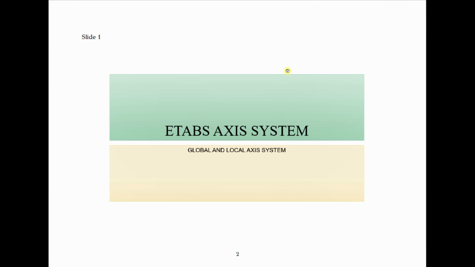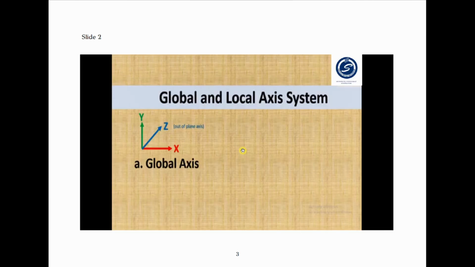Okay, we are still in the introduction module, and in this part we are going to be talking about the ETABS axis system. In ETABS we have the global axis and the local axis. I'm going to be explaining this in a moment. To start with, the global axis in ETABS is referred to as the X, Y, Z axis.